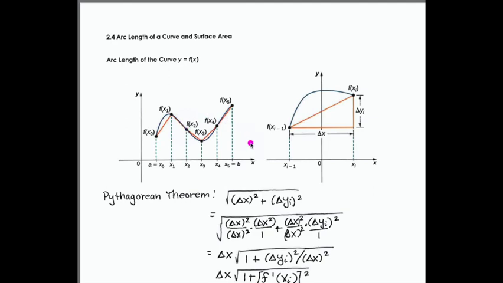Now, in order to do that, I want you to imagine from this point here to this point here, we're basically looking at the hypotenuse of a triangle. So we have the change in x and then the change in y. And we're labeling this yi so that it mirrors and coordinates with the xi, this second point here.